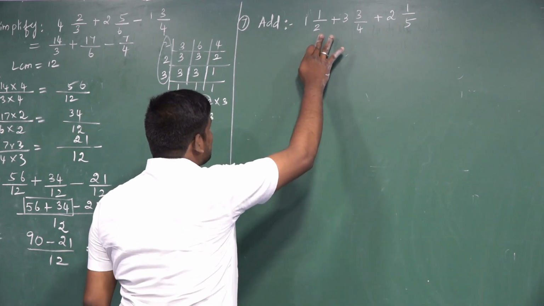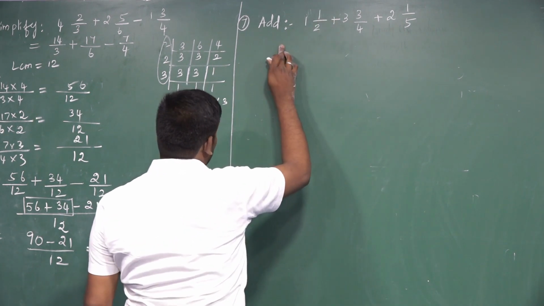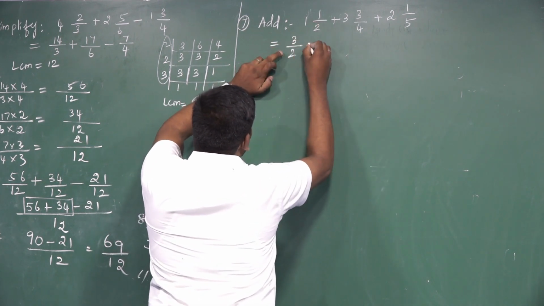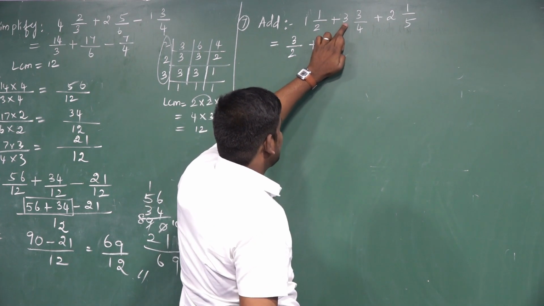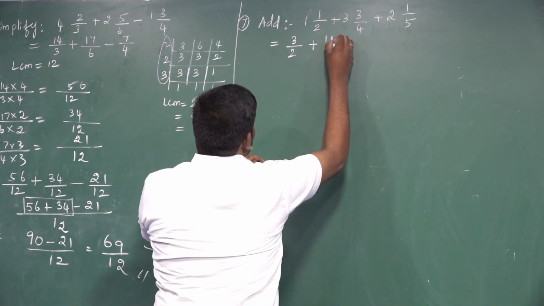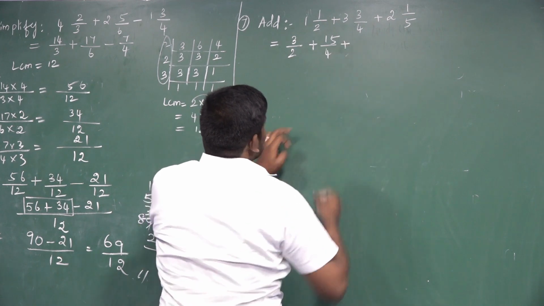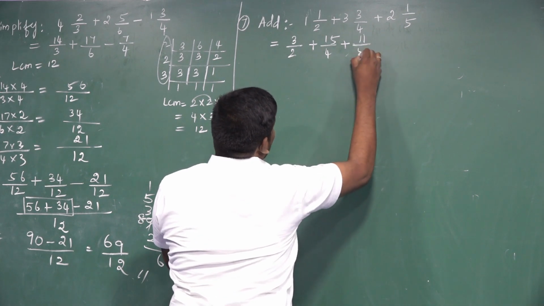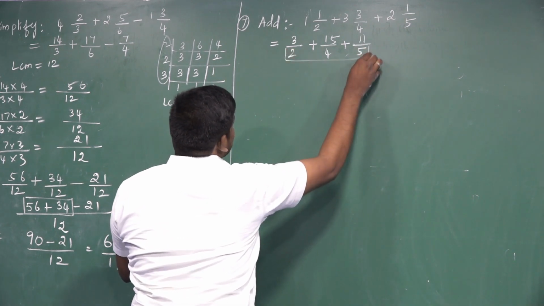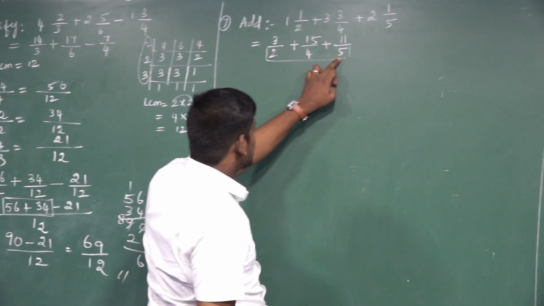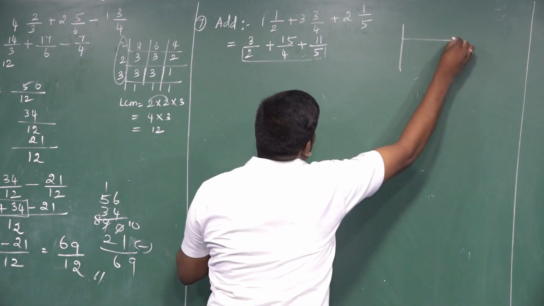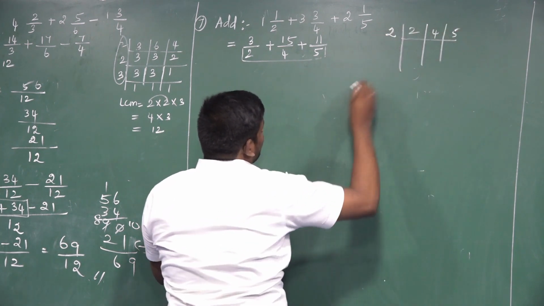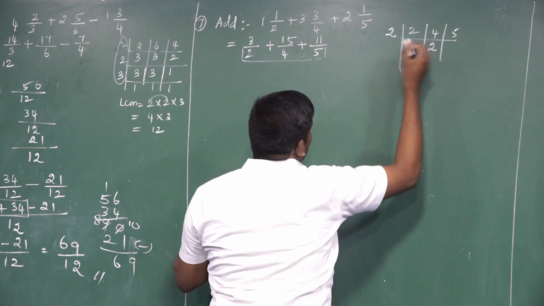First we convert mixed fraction into improper fraction. 2 ones are 2. 2 plus 1, 3. 3 by 2 plus 4 3s are 12. 12 plus 3, 15. 15 by 4 plus 2 5s are 10. 10 plus 1, 11. 11 by 5. See all the denominators. The denominators are different. So we have to find the LCM. So 2, 4, 5. First we write 2. 1 2 is 2. 2 2s are 4.